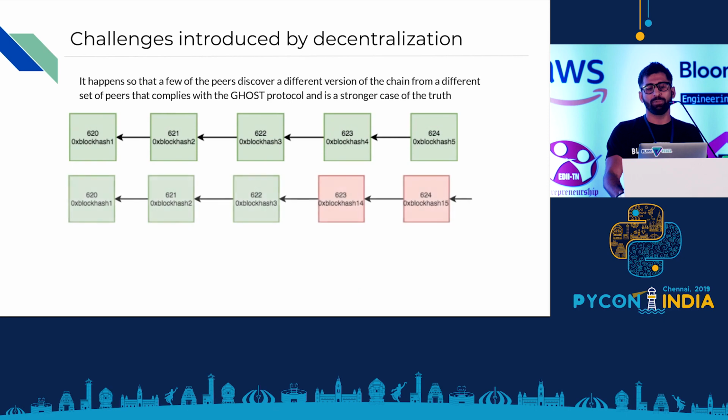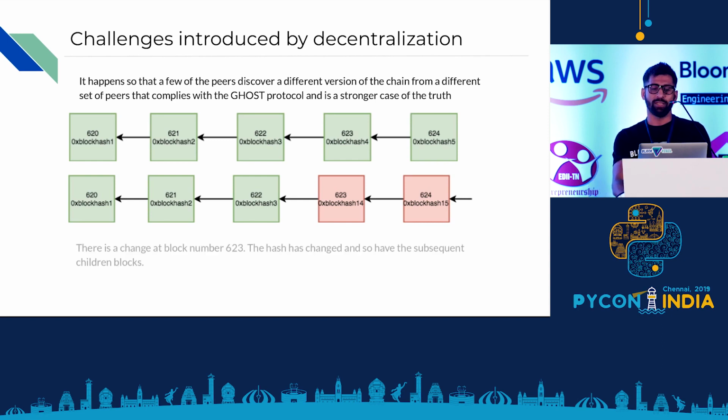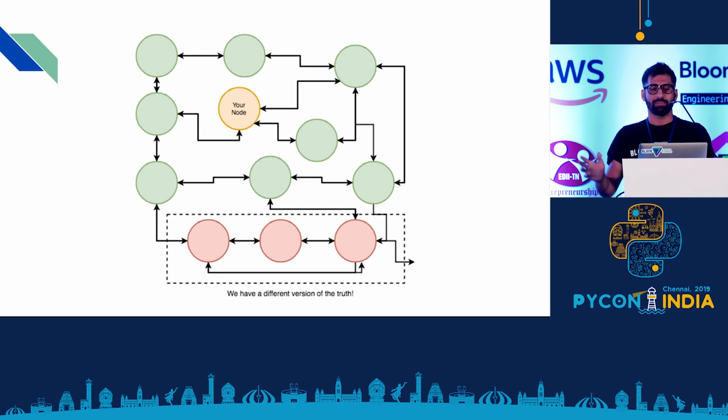But a subset of the network discovers that there is a different chain of blocks which happens to have more computational value. So just to make it schematically easier to understand, I have made the same block over here but with a different hash, which means it contains a different set of transactions, and the one in the red happens to have more computational value. So there is a change at block number 623, the hash is changed, and so have the subsequent linked blocks. It would look something like this.